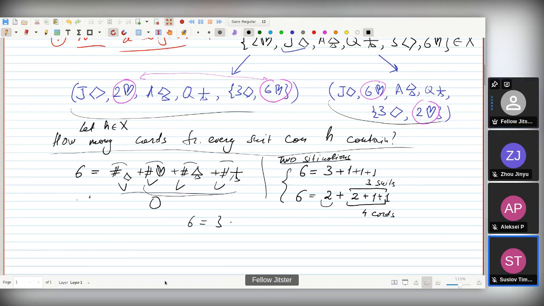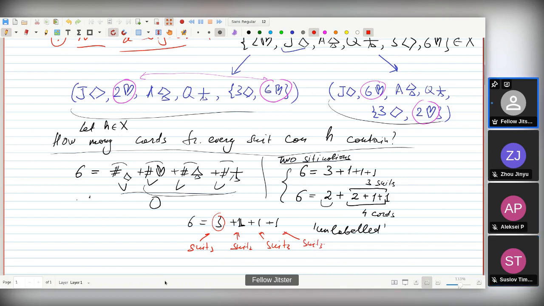Yes. But the problem here is that this distribution is, I'd say, unlabeled. What do I mean? That means that we do not know which suit exactly contains three cards. So it is some suit 1, this is some other suit 2, and so on. Is this idea clear? Yeah.